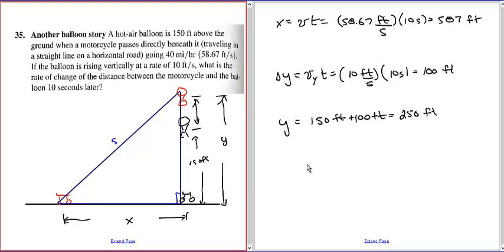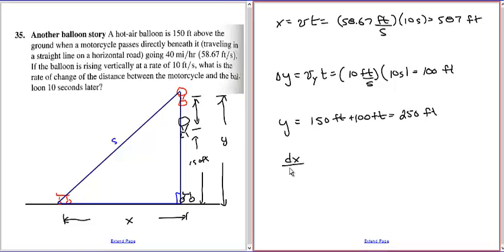So there's two things we need to do. Well, first thing we need to do is, what is dx dt? Well, that's the rate of change in x, which is the speed of the motorcycle. So that's 58.67 feet per second. And dy dt is 10 feet per second. That's the speed it's rising. So we have dx dt, we have dy dt, we have x and y. What we're trying to do is calculate what ds dt is. What is the rate of change of this distance? So that's the question mark.